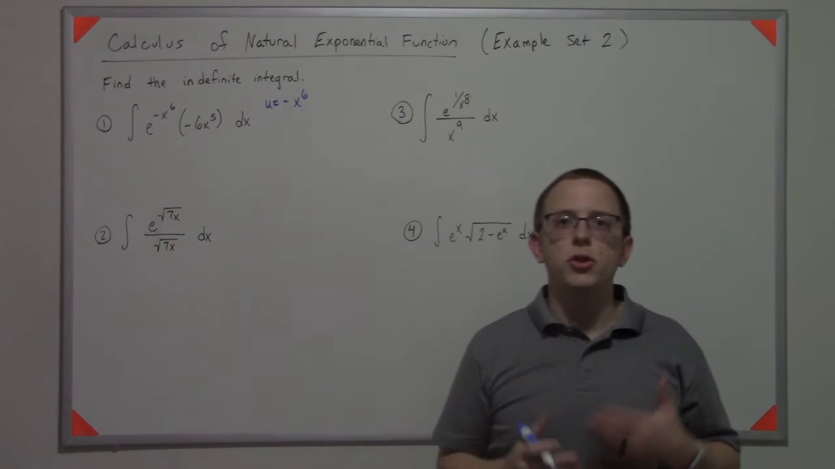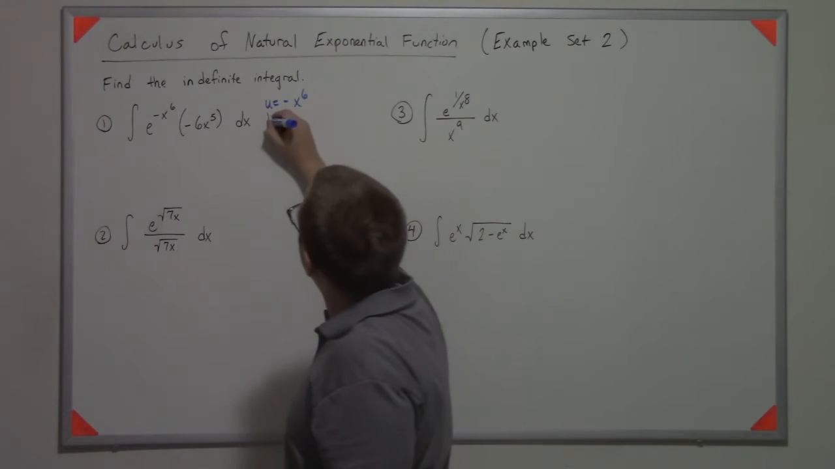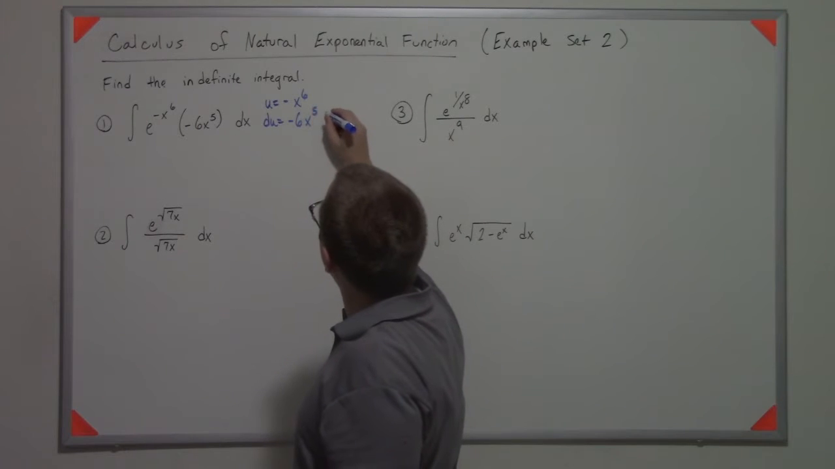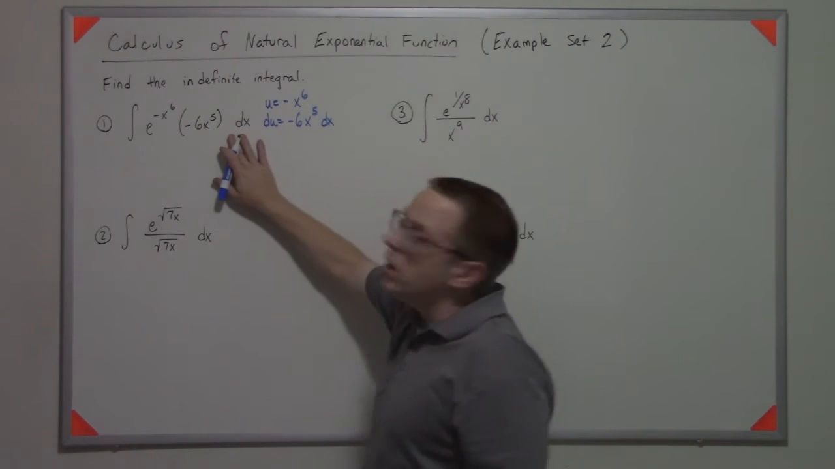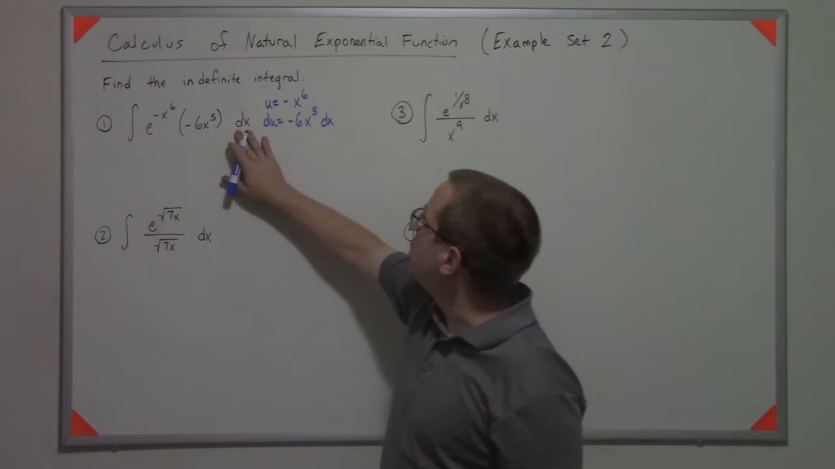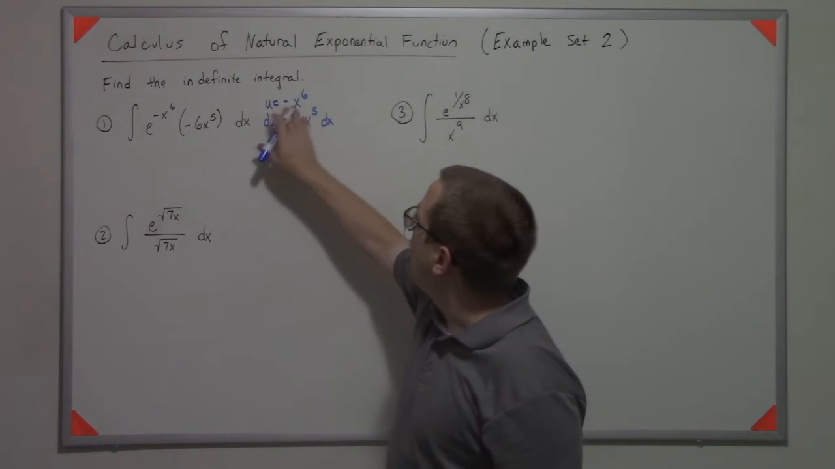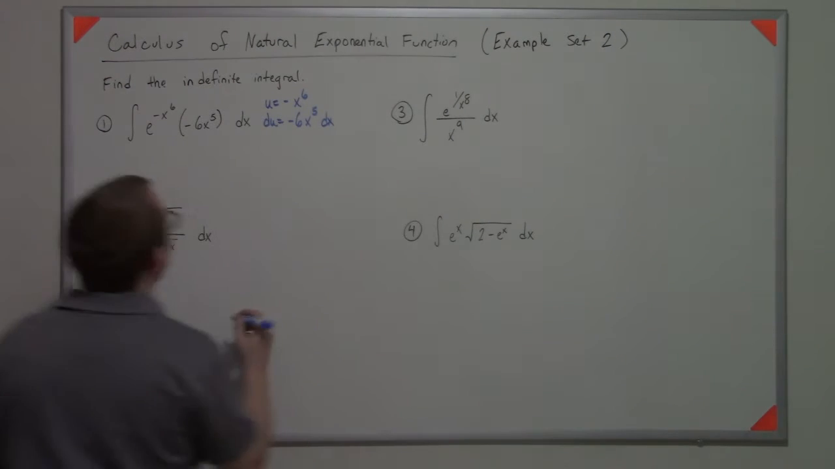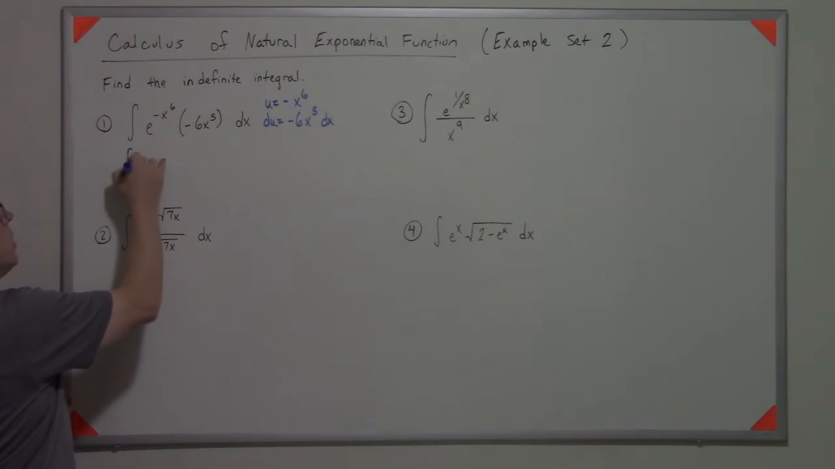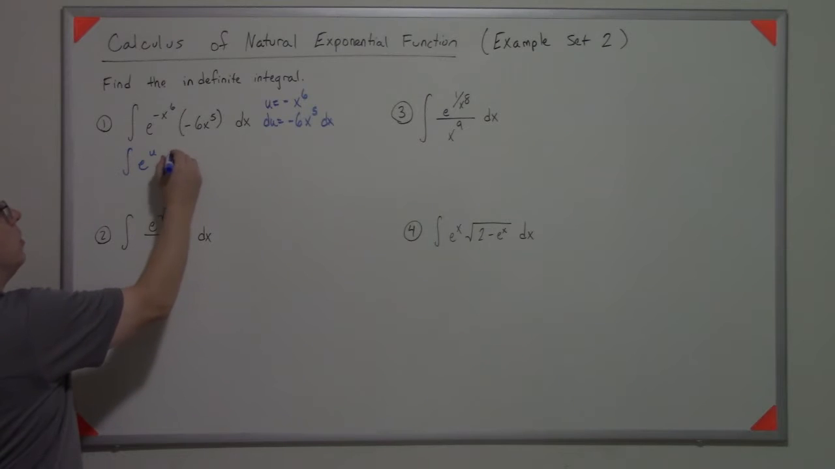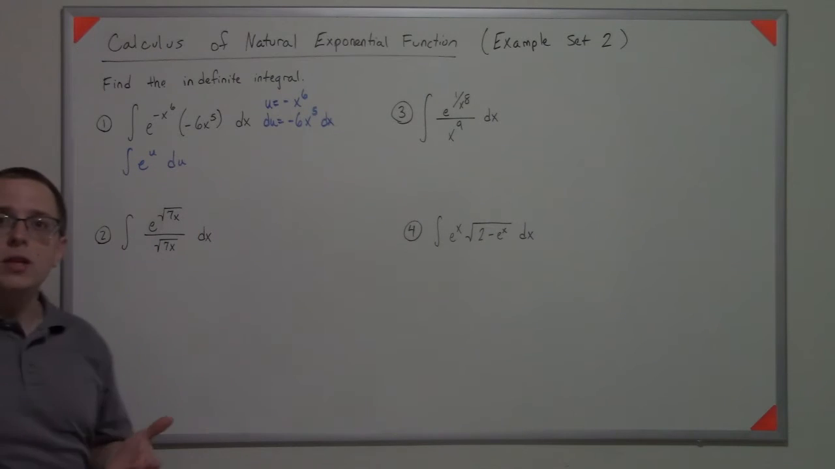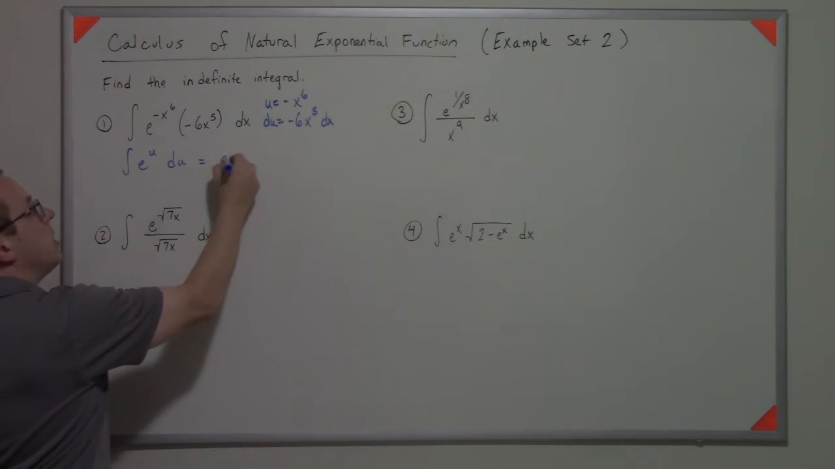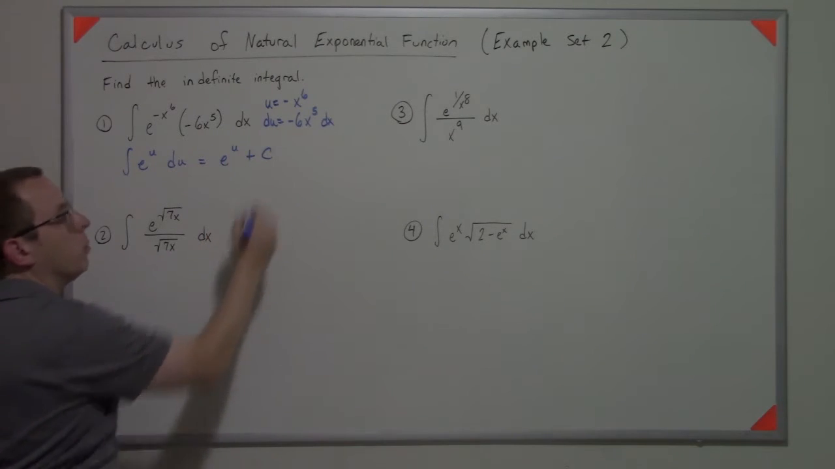So then when we take its derivative, we say du is negative 6x to the fifth dx. Well, looky there. We have negative 6x to the fifth dx already. And so we're going to replace each term. We'll say this now becomes e to the u du. Well, that's fairly simple, right? E to the u du gives us e to the u plus an arbitrary constant.